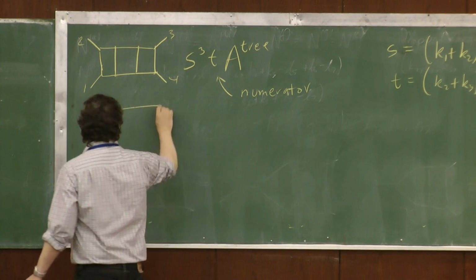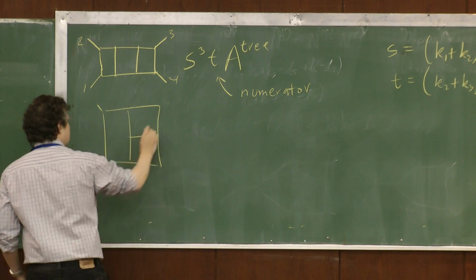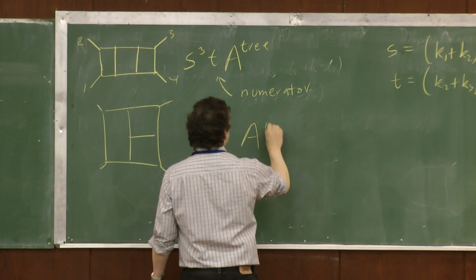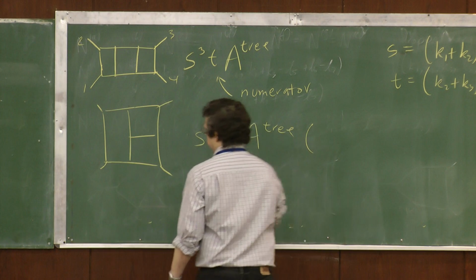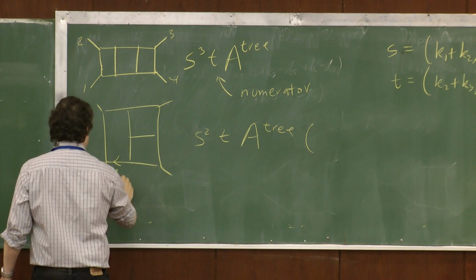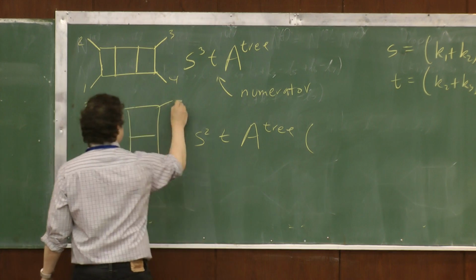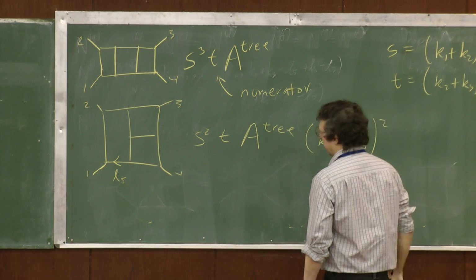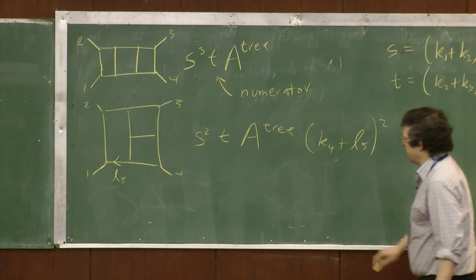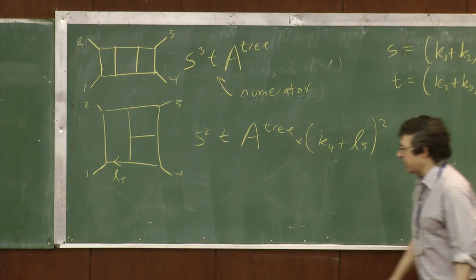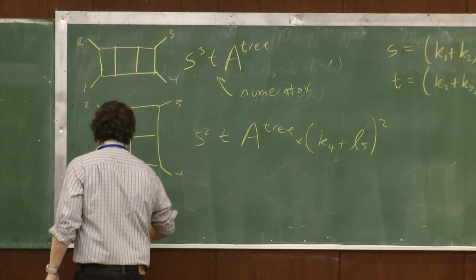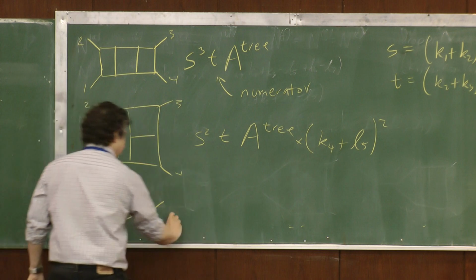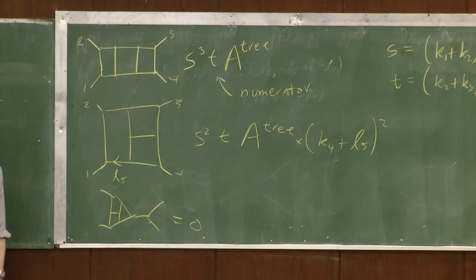Then second diagram, this guy, what he is is S squared T a tree, and then let's put L here. We'll put L5, and then 1, 2, 3, 4. So this is (K4 plus L5) squared, times this. Okay? And then there's the last diagram, or potential diagram. There's a guy that looks like this. I'm writing him the other way, I think. But anyways, this guy is just 0. And this is the known answer.